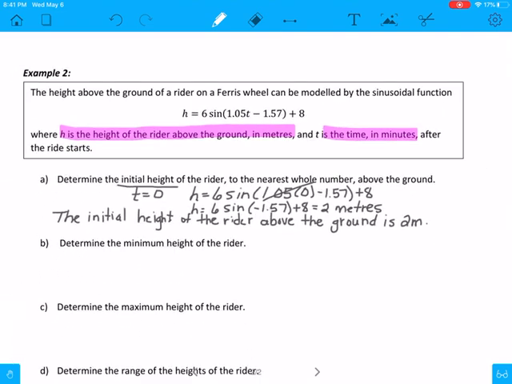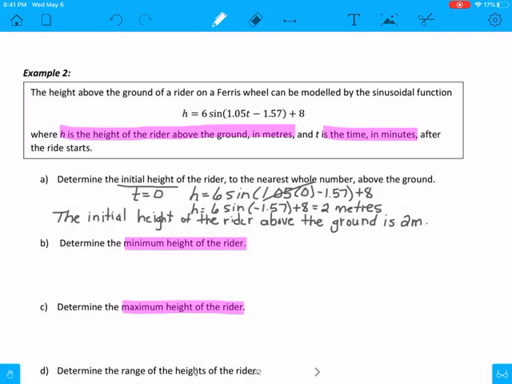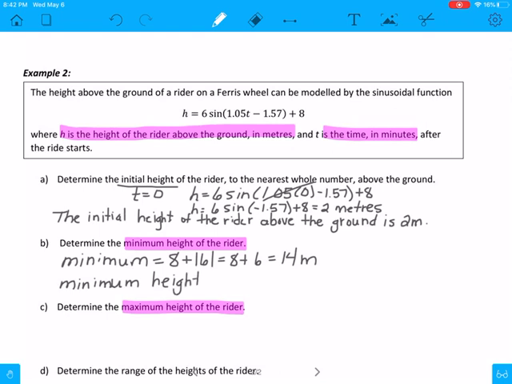Now, I want you to determine the minimum height of the rider, and then the maximum height of the rider comes next. So the minimum height, we do D, which is 8, plus the absolute value of A, which is 6. So I get 8 plus 6, which is 14. And it's a height, so it's in meters. So we write the minimum height. Oh, I just did maximum. Dagnabbit.